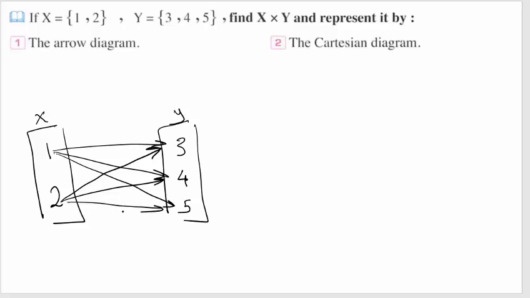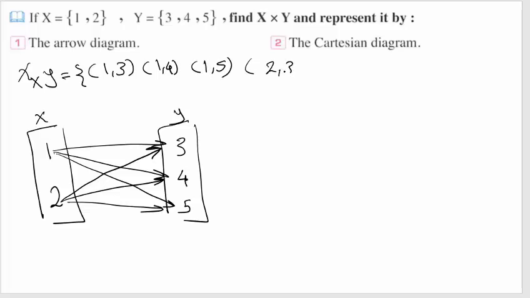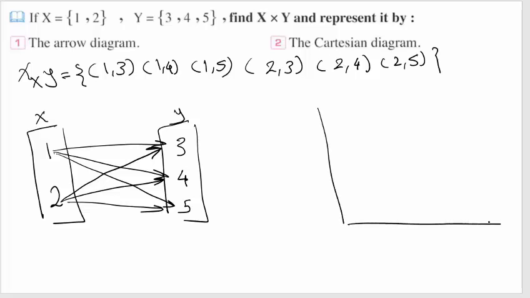I will write it as a relation or as ordered pairs. x product y: first of all, 1 with 3, 1 with 4, 1 with 5. After finishing 1, I will go to 2 with 3, 2 with 4, 2 with 5. Great. What about the Cartesian diagram? As we said, the Cartesian diagram is made like this.